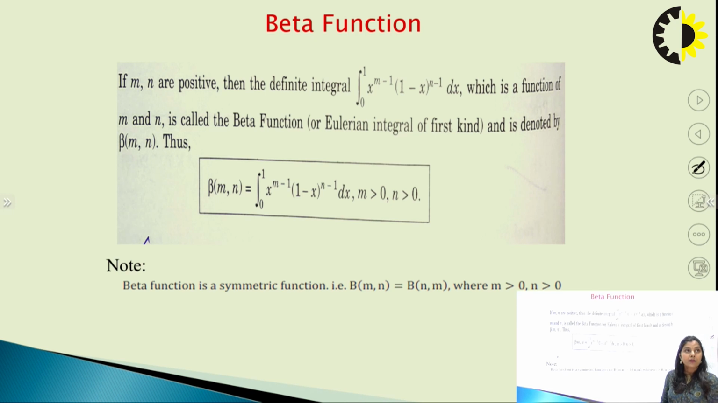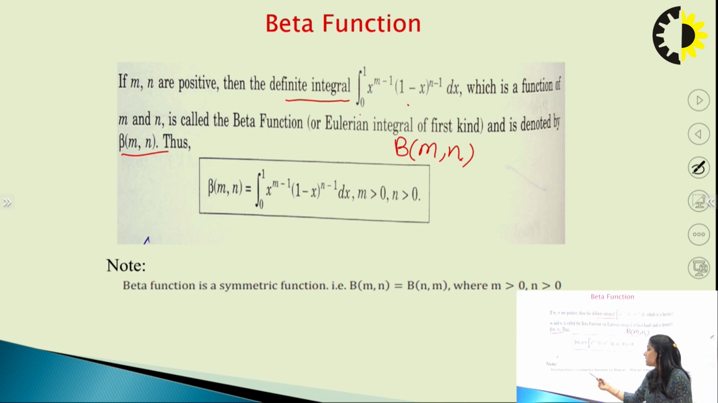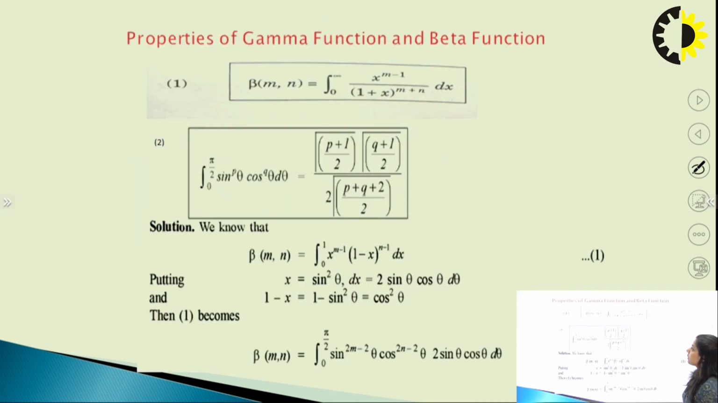Now beta function. Beta function is denoted by beta(m,n) or B(m,n), where m and n are positive values, and beta function is a definite integral, integration 0 to 1 x^(m-1) (1-x)^(n-1) dx. Now beta function is a symmetric function, that is beta(m,n) = beta(n,m), where m and n are positive values.